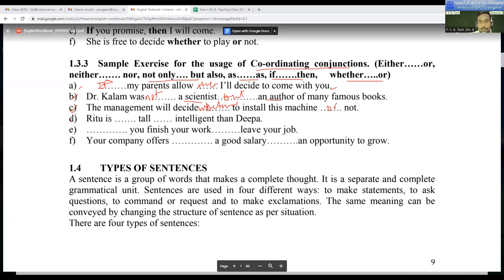D: Ritu is dash tall dash intelligent than Deepa. As. Yes, here it is. Ritu is as tall as intelligent than Deepa. Then number E: dash you finish your work, dash leave your job. Either or. Either you finish your work or leave your job. And the last one: your company offers dash a good salary dash an opportunity to grow. Neither nor. Your company offers neither a good salary nor an opportunity to grow. So that's all about conjunctions.